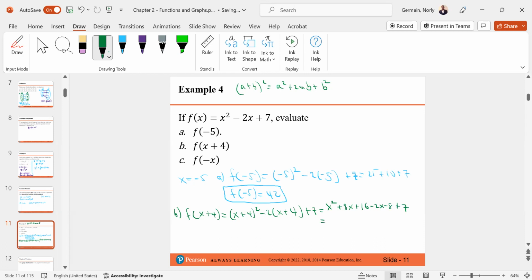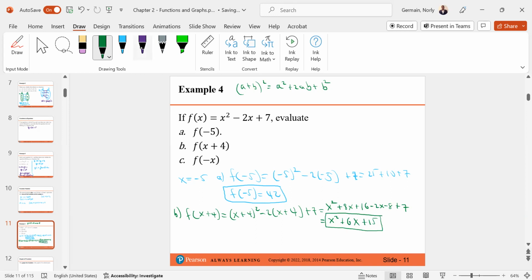The next step is to simplify. Simplification is very important. The x squared is the only term we keep. We see 8x minus 2x gives us 6x. Then 16 minus 8 is 8, plus 7 is 15. And this is it.